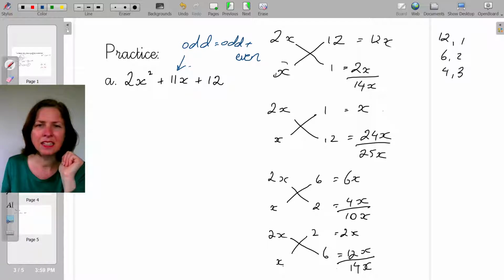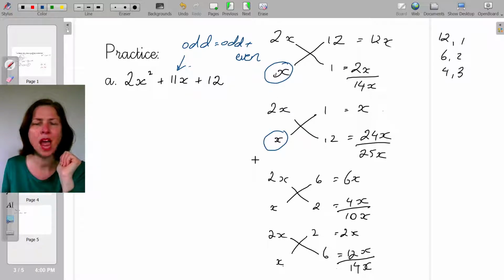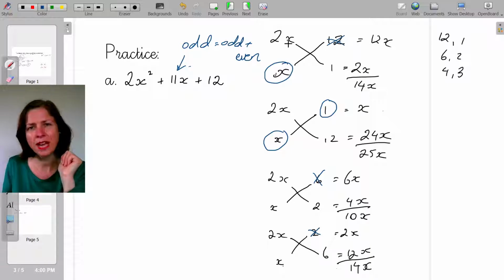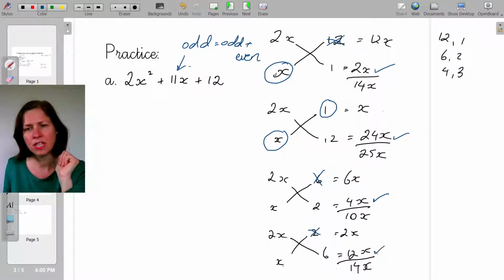Okay, so that means this x here has to be multiplied by an odd number. This could have worked, but this was no good. This was no good. This was no good. This 2x is definitely going to give me something even here, and that's fine. That means the other one has to be odd because this 2x will always give me an even result here. So I've got to multiply by an odd number here.